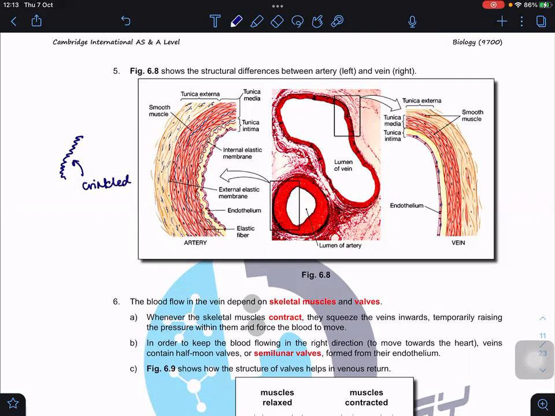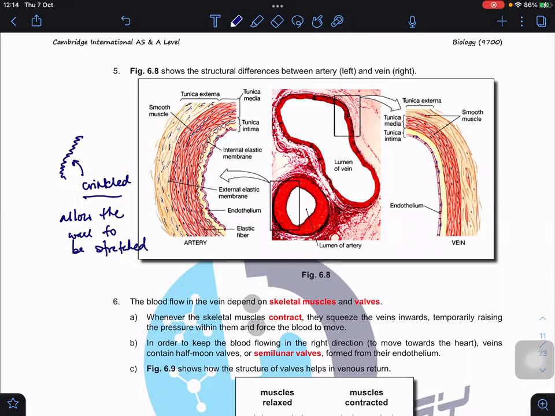Crinkled means folded. Now, don't always think that folded must increase the surface area. You increase surface area for what? No exchange is going to be done in the artery. Correct or not? So why crinkled in this case? Basically, this crinkle allows the wall to be stretched. What does it mean to be stretched in this case?